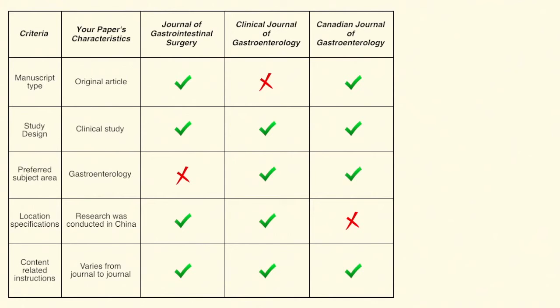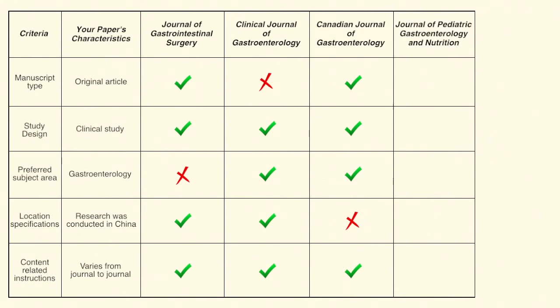Now let's move on, look at another journal, and this is the Journal of Pediatric Gastroenterology and Nutrition. This journal publishes both original research and clinical studies, so that's good. And the preferred subject area is a match. This journal is about gastroenterology, so that's also good. And there are no location specifications, also good. But there is something more to look at, the content-related instructions. Now, this journal publishes research done on children. As the name of the journal says, it's about pediatric gastroenterology and nutrition. But your research was done on adults. So this is a mismatch.